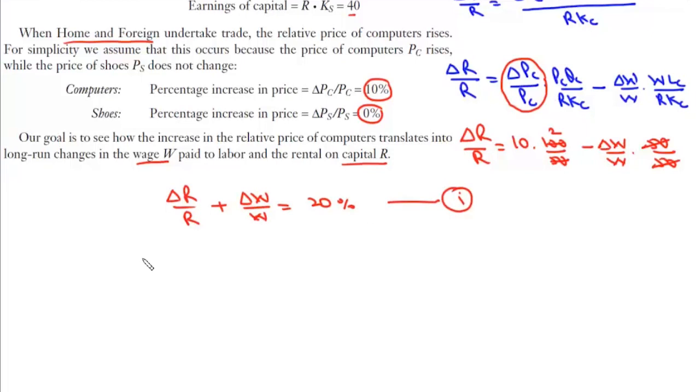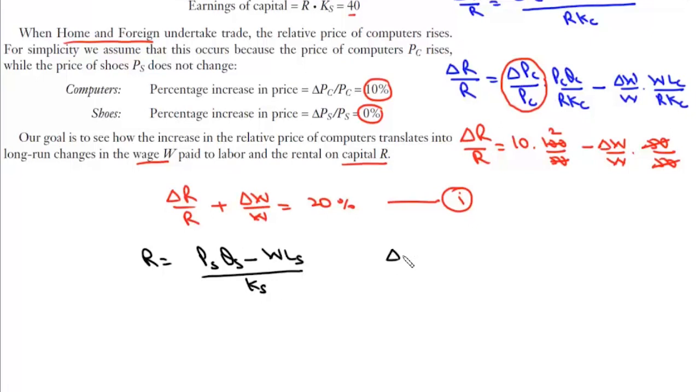And the same way we can write the rental for shoes. Now this R will be equal to PS into QS minus WLS upon KS.